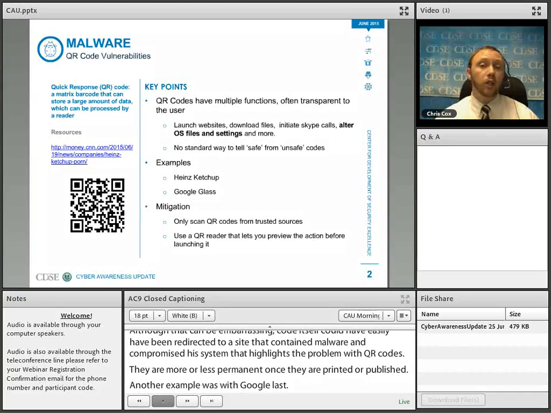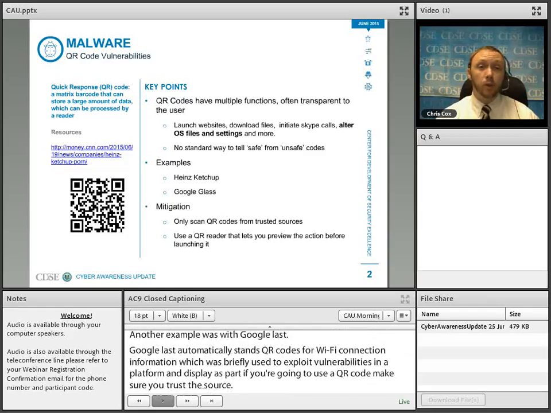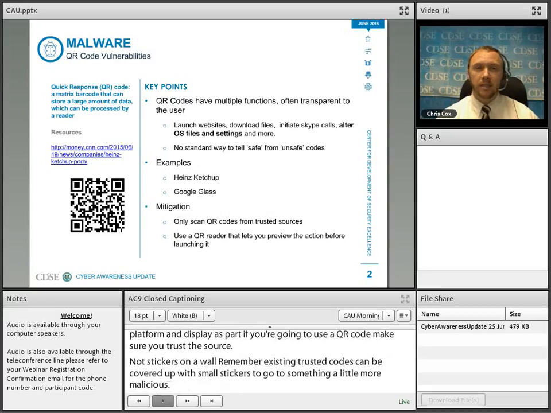So if you're going to use a QR code, make sure that you trust the source, not stickers on a wall. And remember that existing trusted codes can be covered up with a small sticker to go to something a little more malicious. Some QR code readers will let you preview the action before launching the site or the program, which is definitely a lot better than connecting to something without knowing what it is.